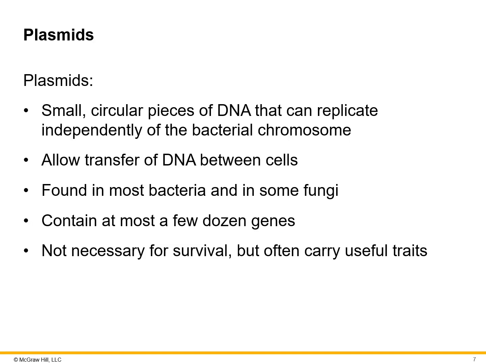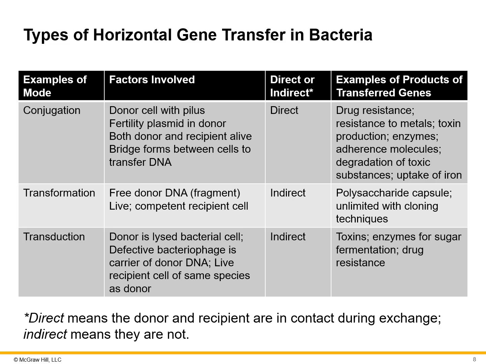In order to do that, we come back to those plasmids we've mentioned several times. Again, those are just small circular pieces of DNA. They can replicate independently. They're separate from the chromosome, but these can also be transferred between cells. Most bacteria and even some fungi have plasmids. They can contain a few dozen genes that make unique proteins that are not required for the cell to survive, but do carry useful traits.